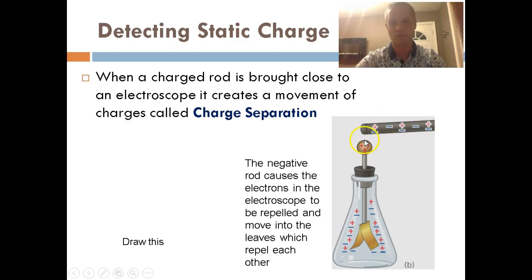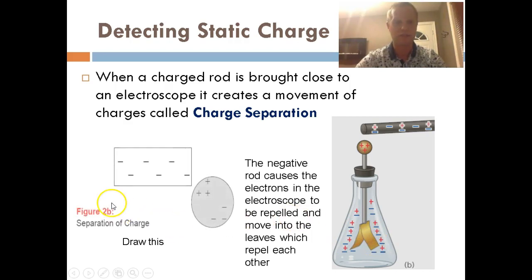The protons can't move, but the negative charge on this rod pushes the electrons down the electroscope and into the leaves. As these electrons get pushed down, the leaves gain a negative charge, and we know that negative and negative repel each other.